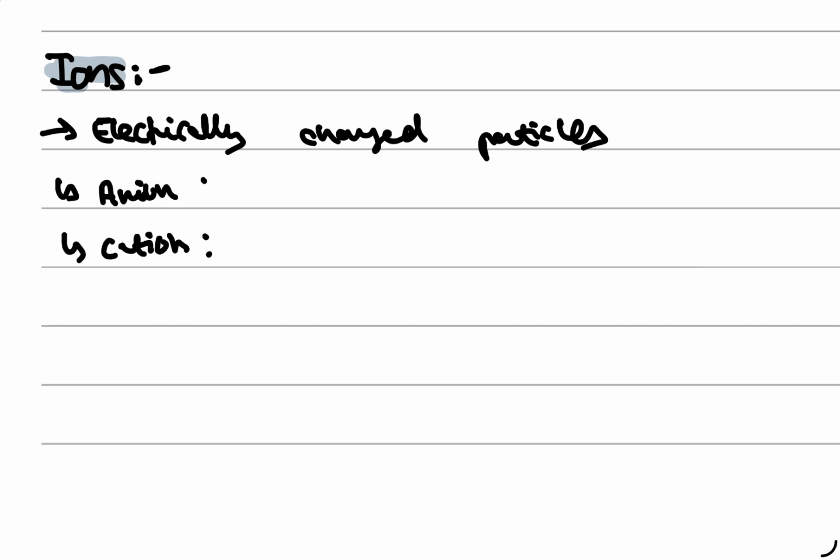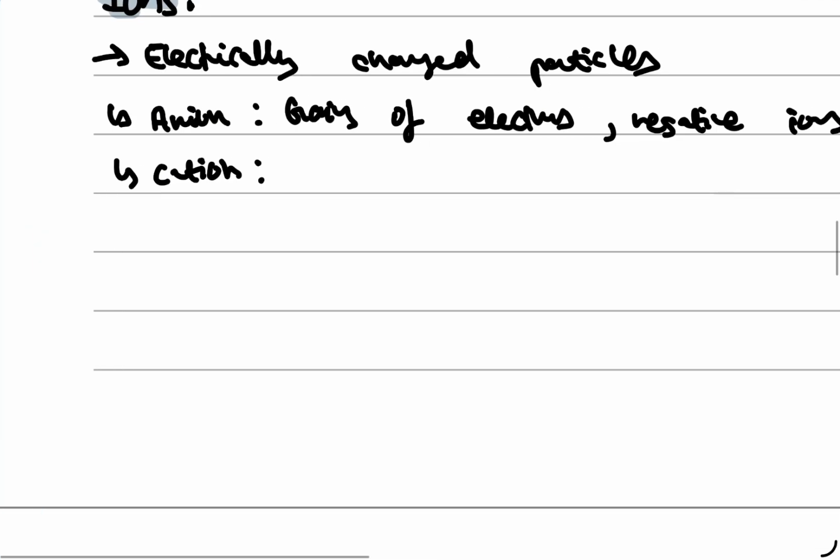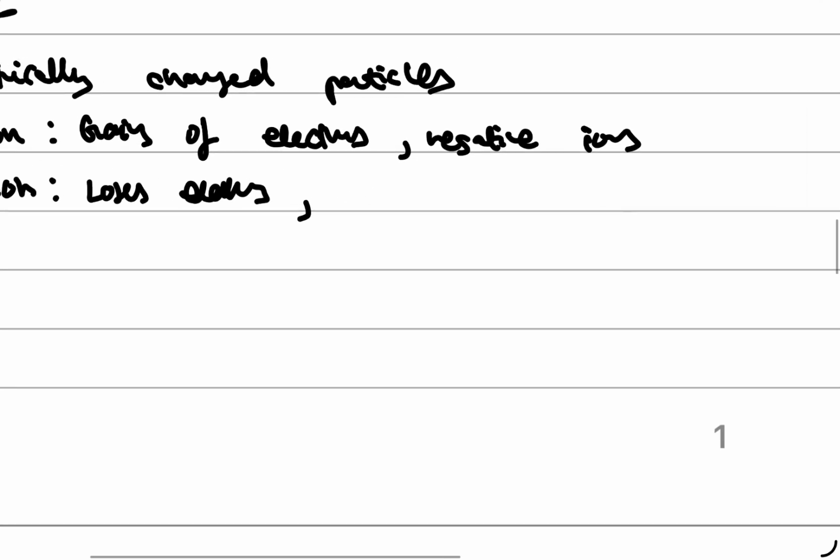Now, one of them is positive and one of them is negative, but that happens as a result of gain or loss of electrons. So an anion is formed due to the gaining of electrons, and so as a result it's more negative, and it forms negative ions, I guess you could say. And in the case of cations, it's the opposite. It loses electrons, and so as a result it forms positive ions.